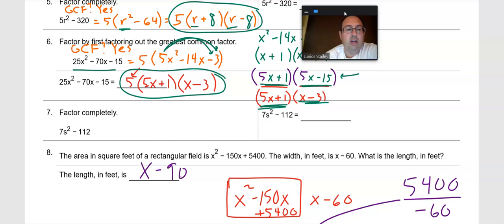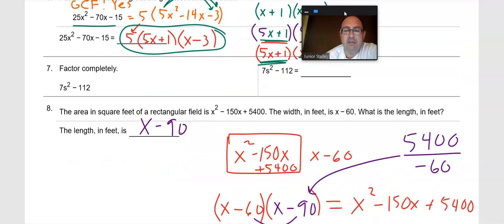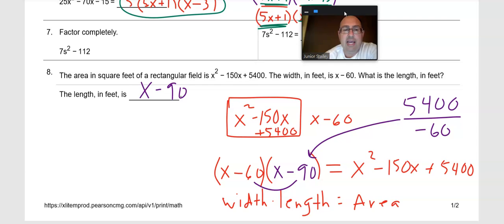And there's that 7's a duplicate. You can look through that one. 8. This question right here is using your skills. Remember, area is length times width. We're talking about a rectangular field. They tell us the width is x minus 60. They do not tell us what the length is, but they do tell us that the area is x squared minus 150x plus 5400. This question's easier than all the other ones.